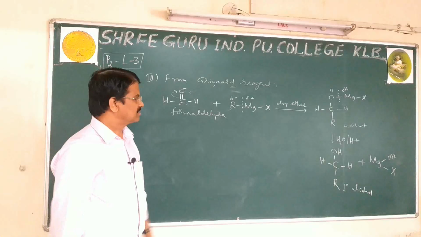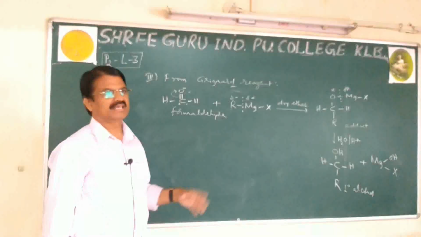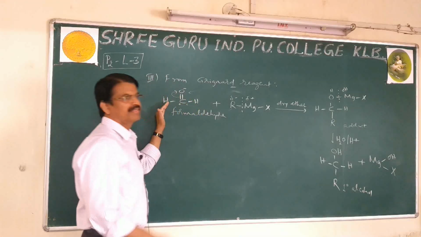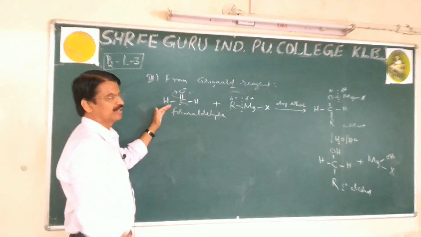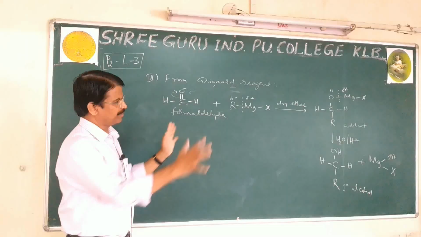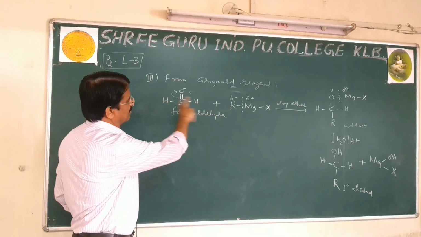Okay. Next, to get other alcohols like secondary alcohol and tertiary alcohol, we can also use other reagents, but the method is the same. This method you have to follow to prepare alcohols by using Grignard reagent.